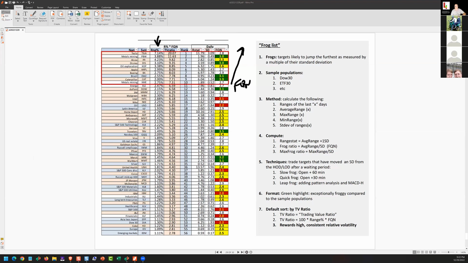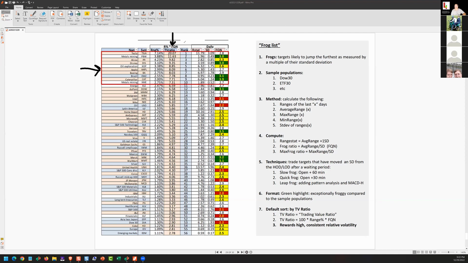So what I decided to do was to create a trading value ratio, where what I'm doing is I'm taking the range percentage and multiplying it by the frog quality number times 100. And so if I take 2.8 times 7.8, I'm getting a number up around 20, which is the best value. And then I rank it by this number.